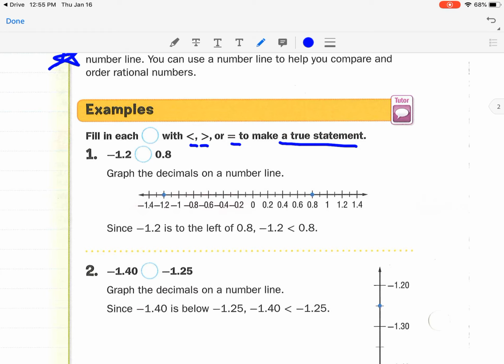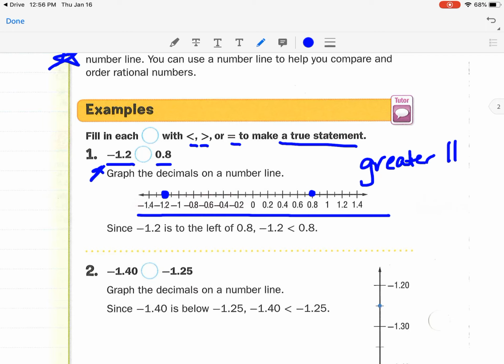So we are comparing negative 1 and 2/10 to 0 and 8/10. So notice that I have a negative and then I have a positive. If you look here on our number line, you can see that there is negative 1.2 and there is positive 1.8. So knowing what we know about number lines, we know that the greater numbers are always to the right. Make sure you are writing this down. The greater numbers are to the right.